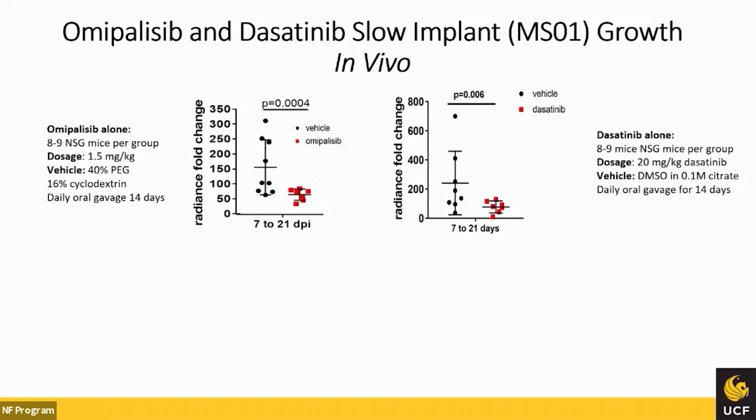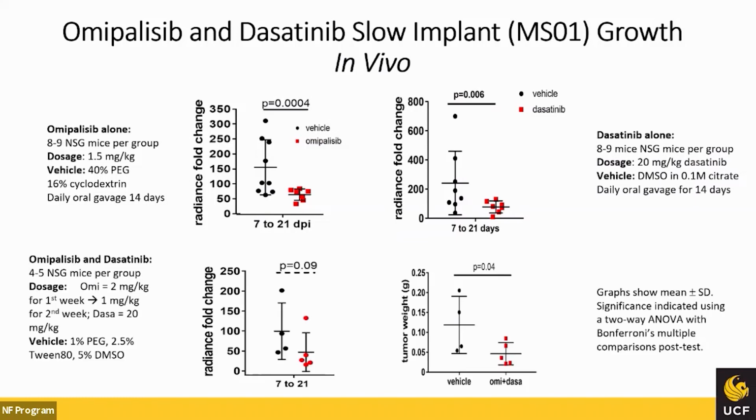To determine the efficacy of the combination, a small pilot study was conducted with 9 NSG mice. The mice received 20 milligrams per kilogram of dasatinib and 2 milligrams per kilogram of omepallisib for 1 week, then 1 milligram per kilogram for the second week due to toxicity. After 14 days, grafts in combination-treated mice had a 42% reduction in both tumor weight and fold change increase in average radiance compared to vehicle. These results indicate that there is no antagonistic effect of the combination. However, a larger study is needed to determine if the combination is superior to either drug alone.